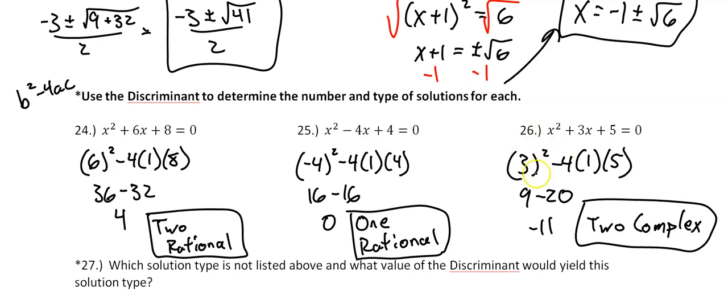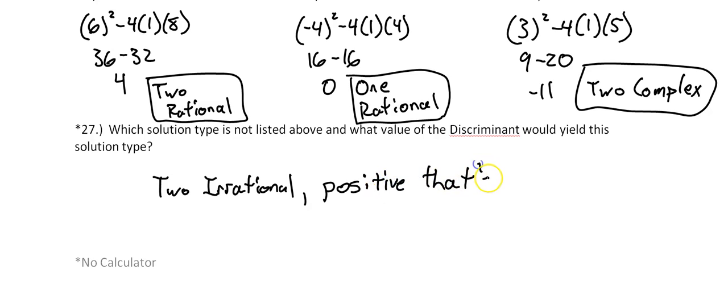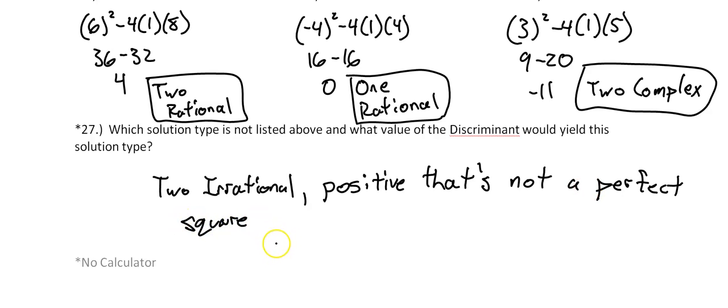And then the only one that's not mentioned here is when you get two irrational answers. So 2 irrational is the guy that's missing. And we get that answer when we get a positive number that's not a perfect square. So something like, I don't know, 24 or 57, 92, okay? Any one of those would yield 2 irrational answers.